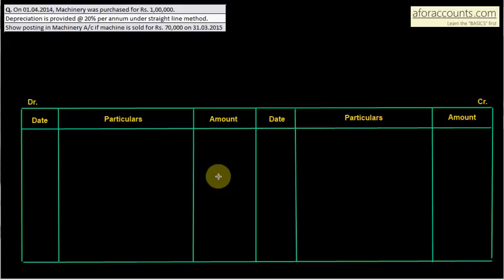Question number 5 on depreciation. On 1/4/2014, machinery was purchased for rupees 1 lakh. Depreciation is provided at the rate of 20% per annum under the straight line method. As you read the question, remember to note down two things: one is the method, so write here straight line method, and the depreciation rate is 20% per annum.